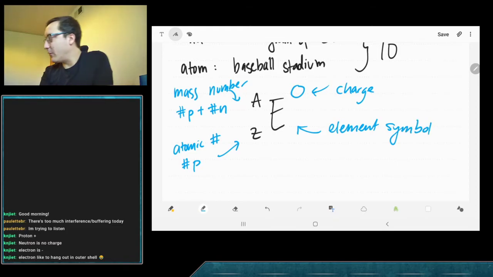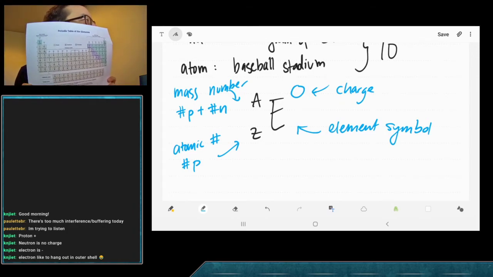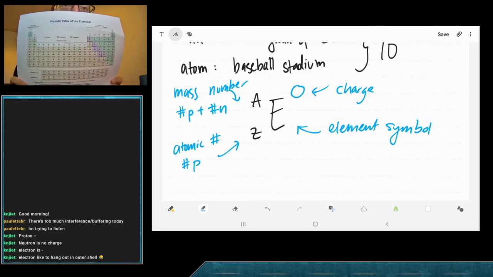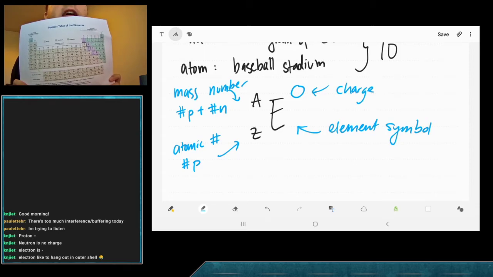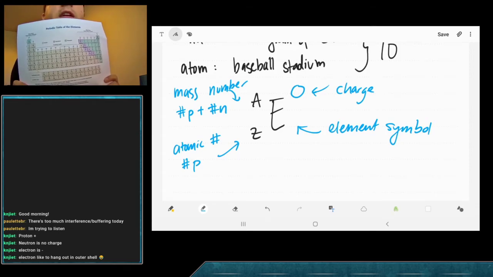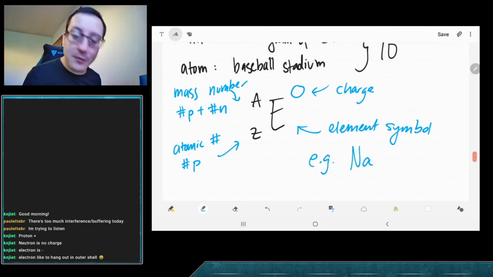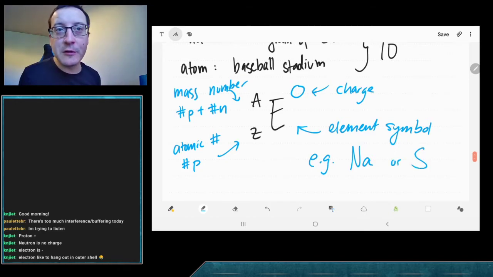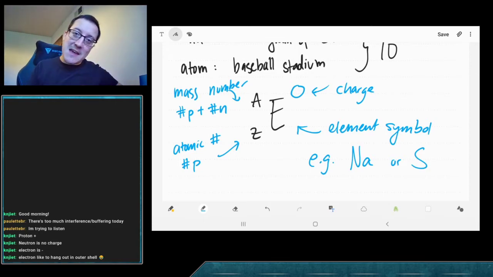Let's see, do I have a periodic table floating around here? Yeah, okay, cool. So, periodic table, here it is. You're going to see that all of the 118 elements on here have symbols associated with them. Those are the letters on their names. For example, we have Na for sodium, or S for sulfur, or whatever it happens to be. It'll either be a single capital letter or a capital letter and a lowercase letter.